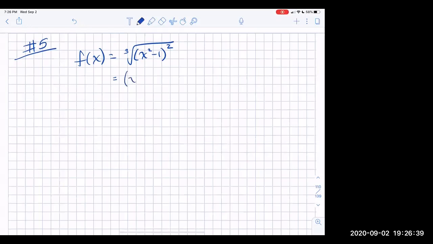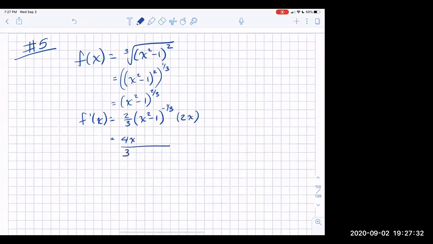So I have x squared minus 1 squared to the 1/3 power, right? Is there a way to simplify that even more? Power to a power, I multiply. So that just becomes x squared minus 1 to the 2/3 power, right? Now I'm actually ready to take my derivative. So f prime is going to equal times 2x. Very good. So when we simplify that, that becomes 4x on top, right? The 3 goes on the bottom, and then all that negative 1/3 power goes on the bottom as a cube root.